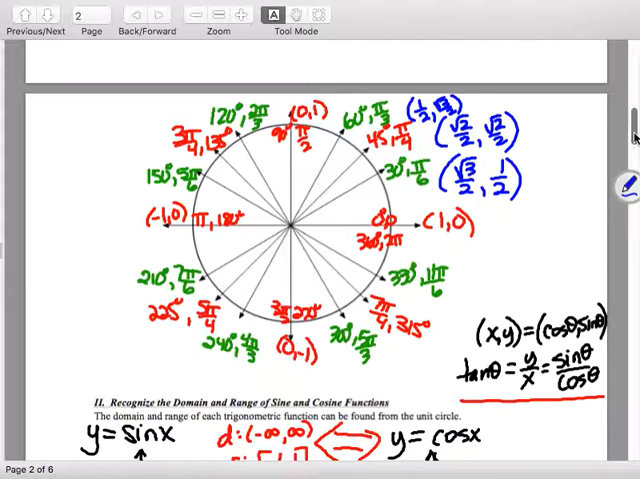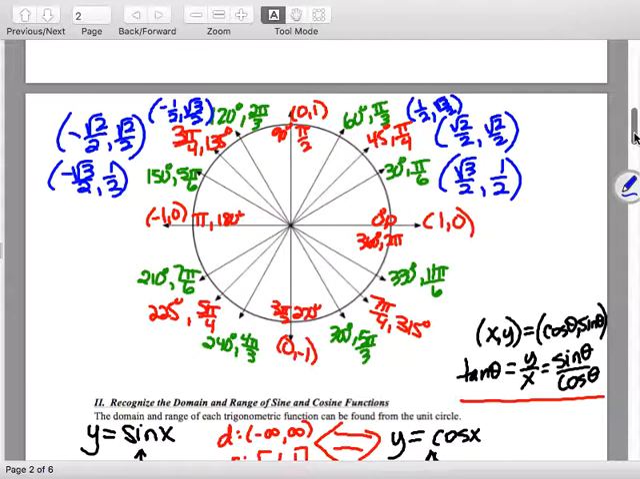But I have to pay attention to when I go left, my x values are negative. So watch how I'm going to reflect. This is going to be negative radical 3 over 2 comma 1/2. My 45s are the negative radical 2 over 2 comma radical 2 over 2. And up here, it's negative 1/2 comma radical 3 over 2.